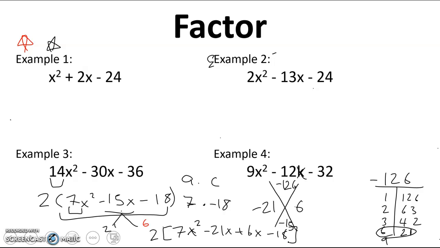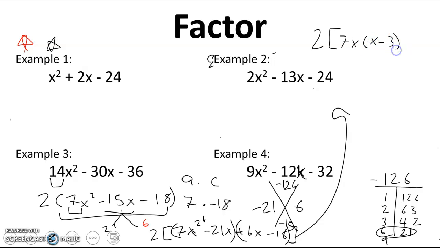And then from here, again, we just factor by grouping. Two sets of parentheses around the first two terms, and two sets of parentheses around the last two. I'm going to move it up here because I'm running out of room down here. Still got the 2 out in front. The brackets inside. The first parentheses there, I can take 7x out, and I'm left with x minus 3 inside.